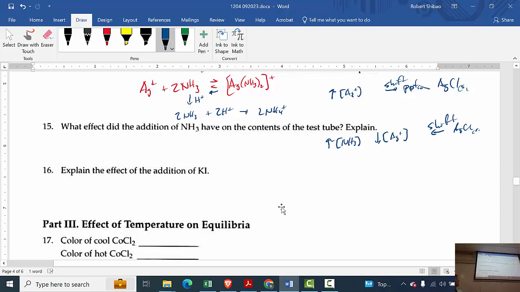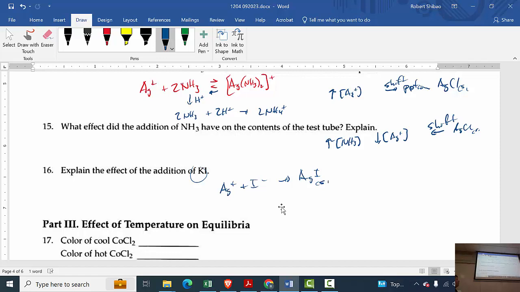Explain the effect of the addition of KI. Did you add KI to the ammonia or just KI to the silver? Well, silver likes iodide ions. Did we have a competition? In other words, did you add the potassium iodide to the solution up here or to a totally different solution? To the solution of the... Okay. Then we have a competition.